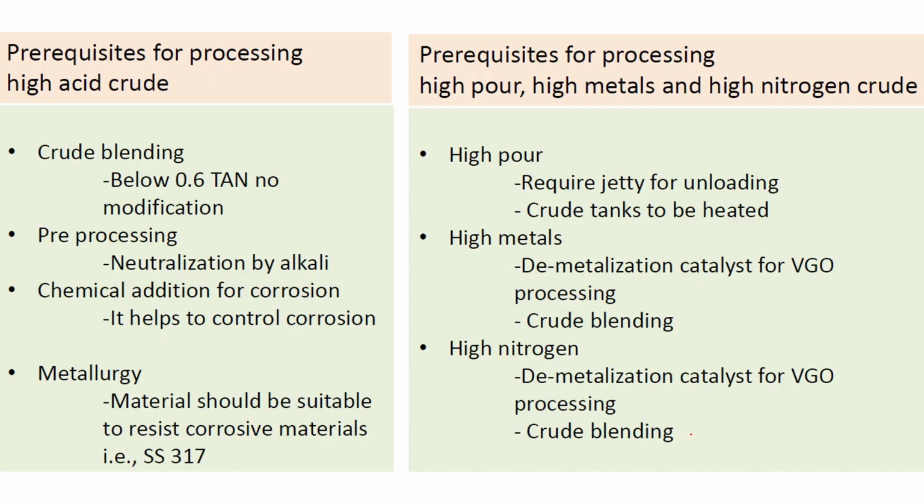Coming on to prerequisites for processing high acid crude. Basically, there are different kinds of crudes. If there is high acid crude, then if it is below 0.6 TAN number, crude blending can be done. TAN is total acid number. If high acid crude is there, neutralization by alkali can be done to improve its quality, and additives can be added to control corrosion problems, along with metallurgy.